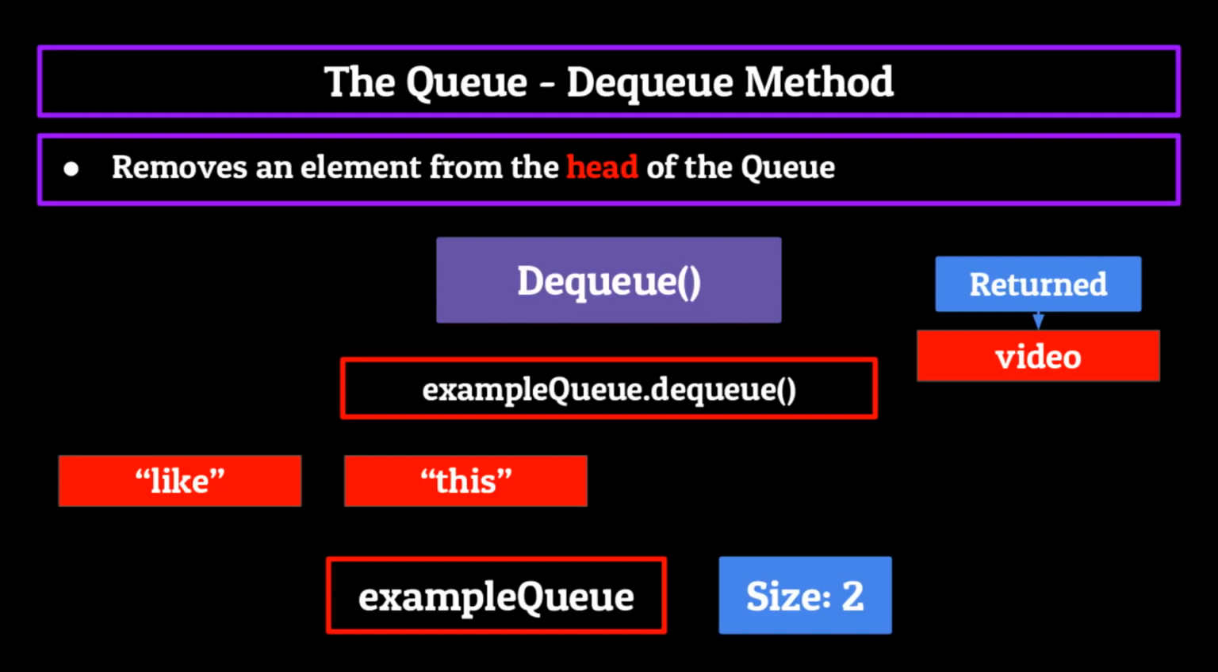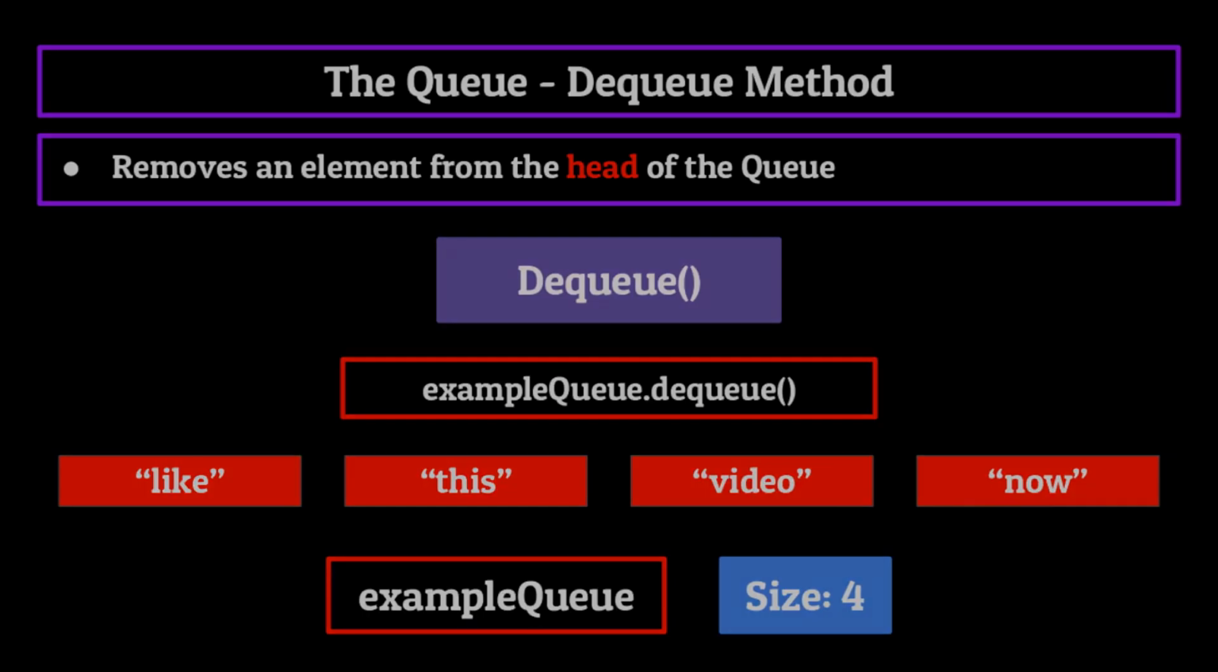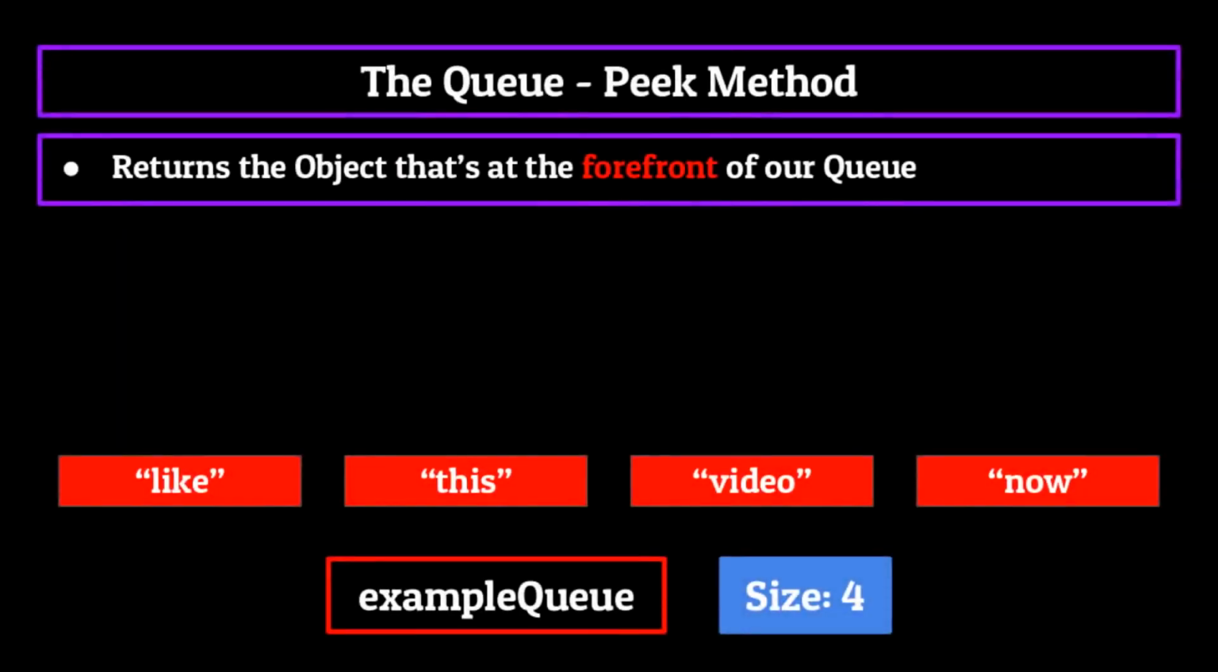We can keep doing this for every element in the queue until it's empty, but the next methods we're going to talk about need some information to work with. So for now, let's refill the queue back to its original 4 elements. The next method that I'll discuss is peek. Now we've actually covered peek just a few moments ago in our segment on stacks, but if you forget or just didn't watch that particular part, peek returns the object that's at the forefront of our queue.